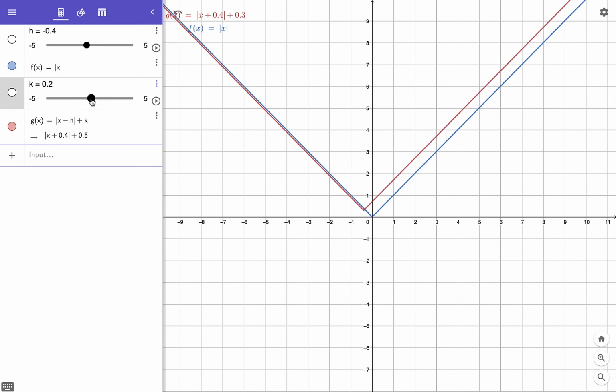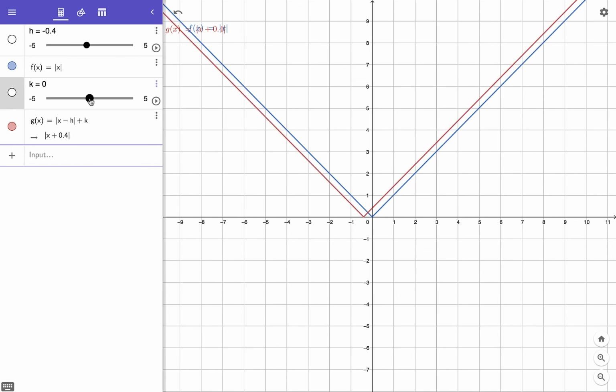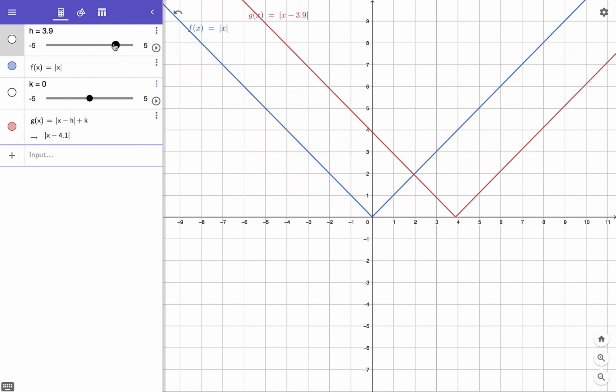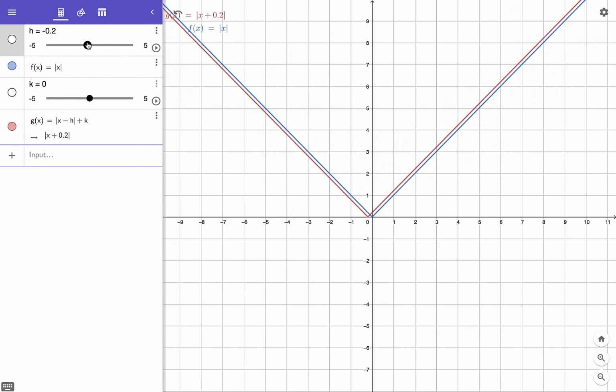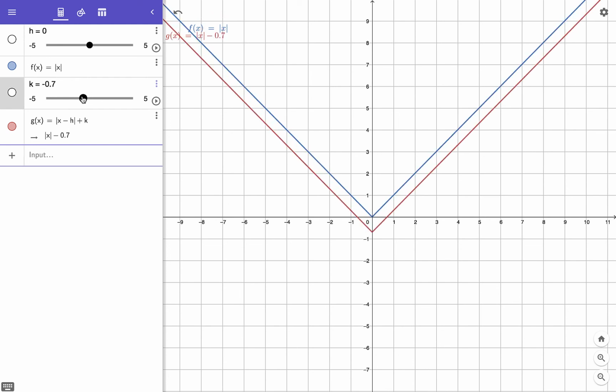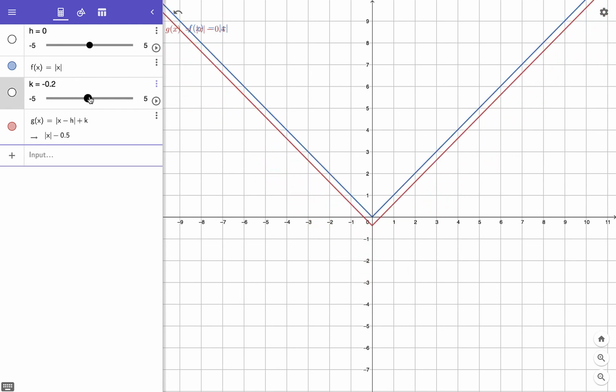Let's make this 0, so you can see that when k is 0, I have only a horizontal translation to the right and to the left. If I make h 0, right here is 0, and I move the k, I can see it's up and down.